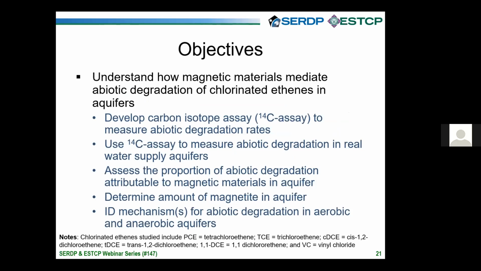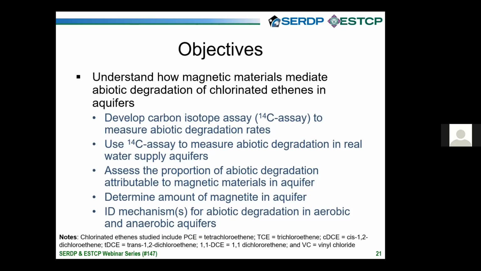So that brings me to the objective of the SERDP project that we're working on currently, where the overriding objective is to understand how magnetic materials mediate abiotic degradation of chlorinated ethenes in aquifers. The sub-objectives are to develop a carbon isotope assay, aka a C14 assay, to enable us to measure abiotic degradation rates. And then we want to apply that assay to measuring abiotic degradation processes in real water supply aquifers.